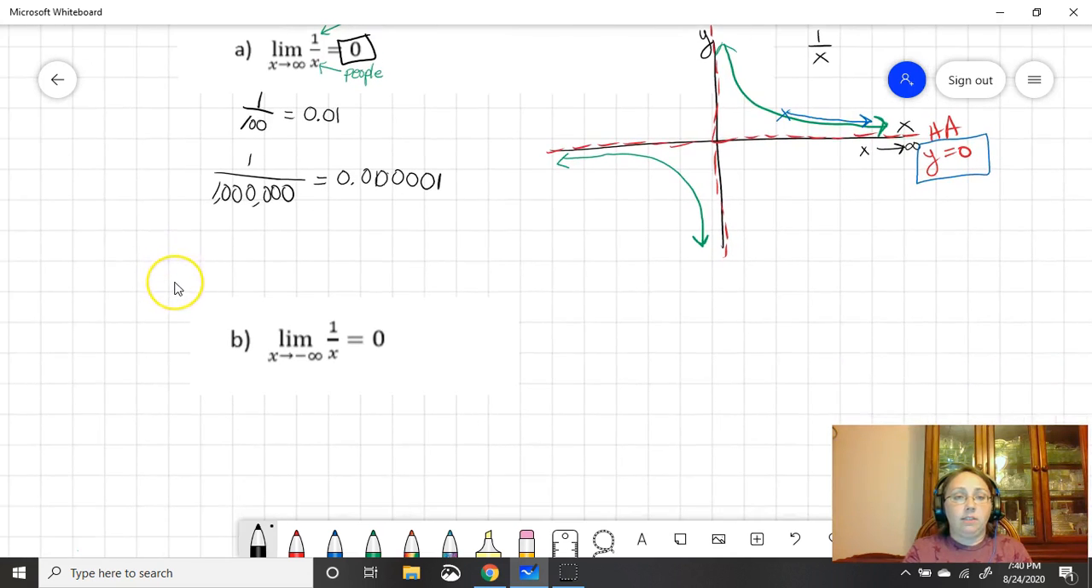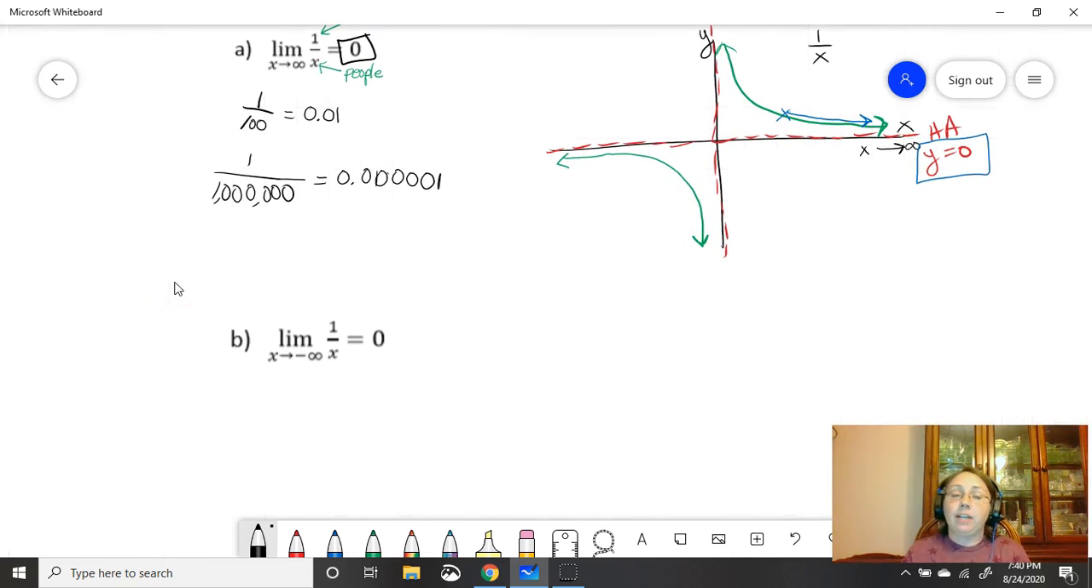Now the other one that we need to talk about is if we take the same function, 1 over x, but let x go to negative infinity. Now there's some algebra tricks we could do, but let's just look at the graph and read from the graph what the answer is. If you want to plug in a really large negative number and do the same problem, you can. You're going to see the same thing happening. You're just going to have a negative answer.